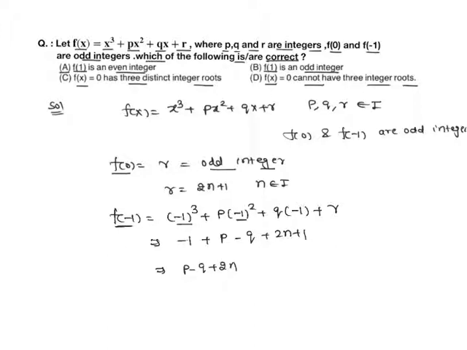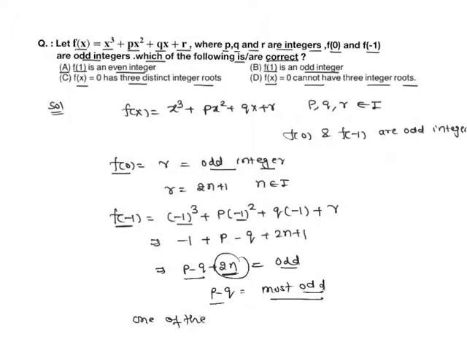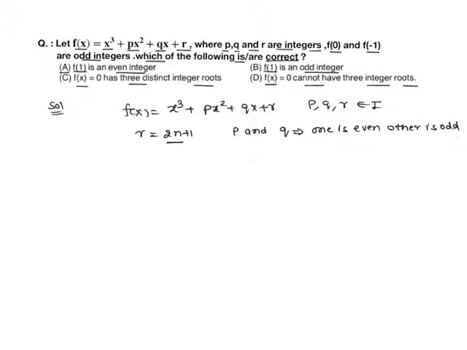Given is f of minus 1 is odd. So p minus q plus 2n is odd. We know 2n is even. So p minus q must be odd. So difference of two integers is odd. That means one of them is even and other is odd. So r is odd, p and q, one is even, other is odd.